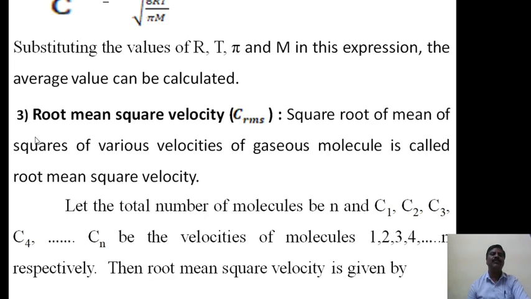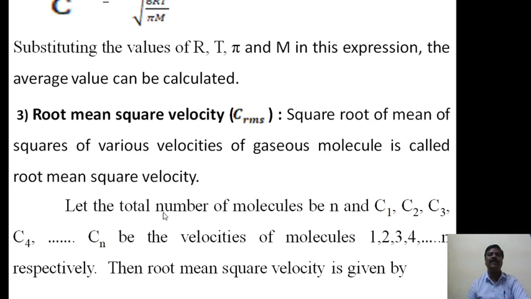Now the third one is root mean square velocity. It is also called as C_RMS. Now this can be defined as the square root of mean of squares of velocities of gaseous molecules is called root mean square velocity. How is it determined? Square root of mean of squares of velocities of gaseous molecules is called root mean square velocity.